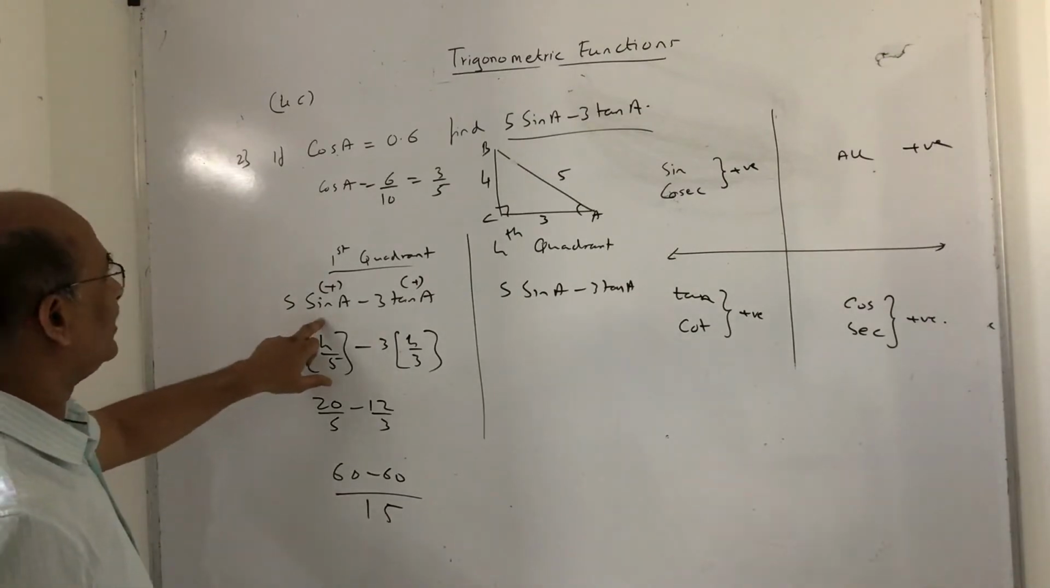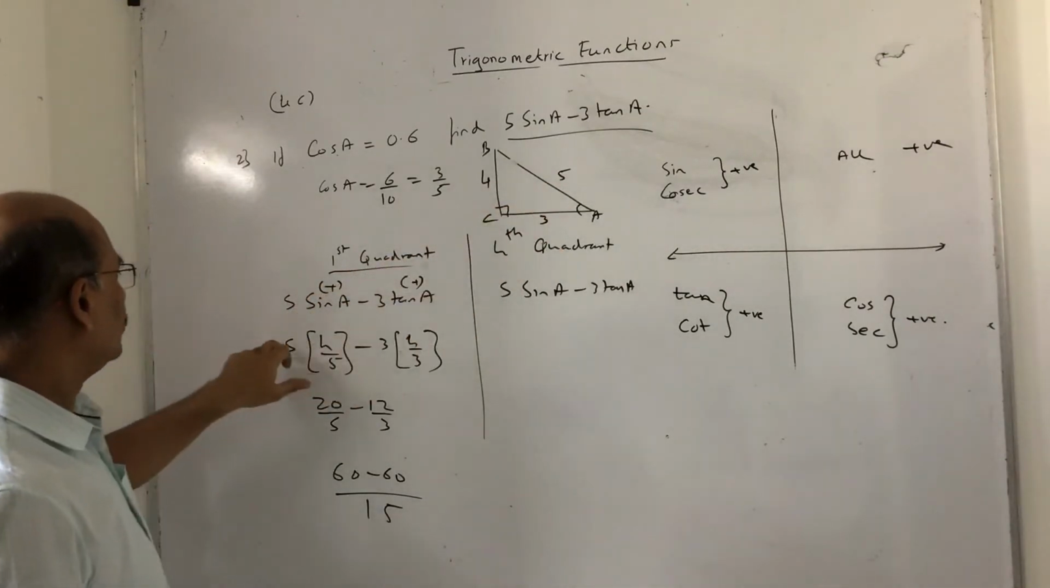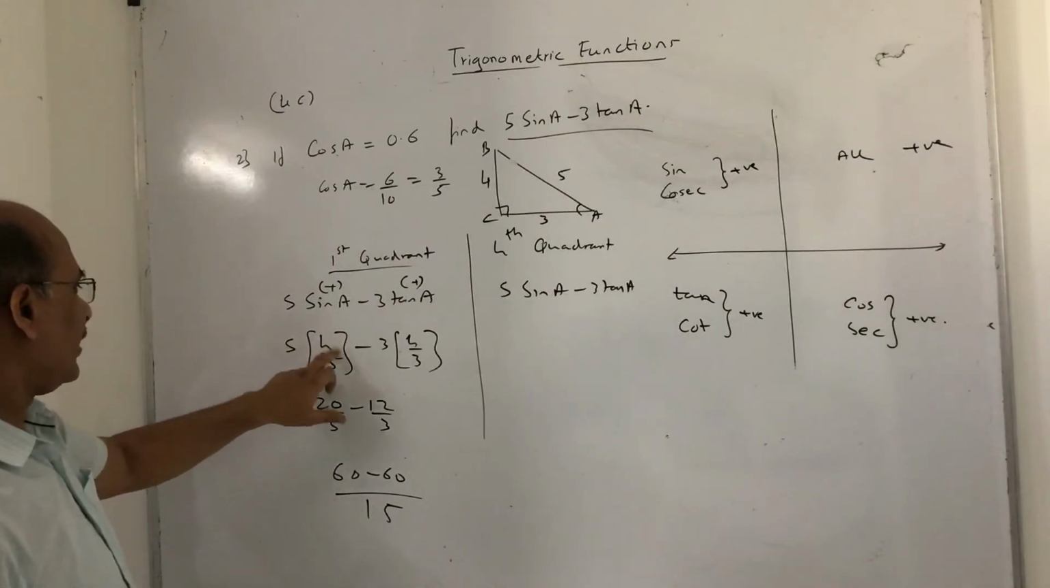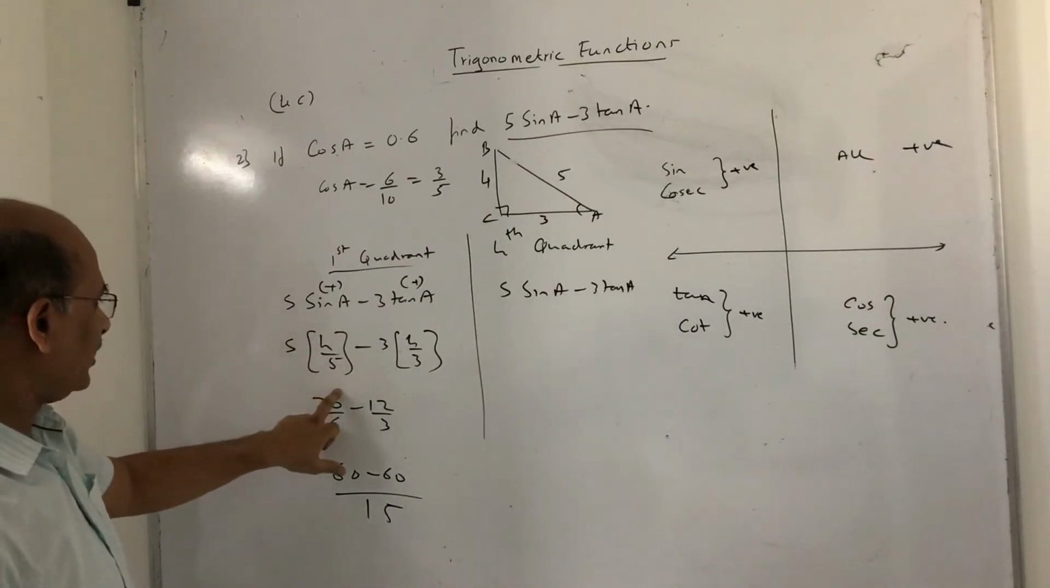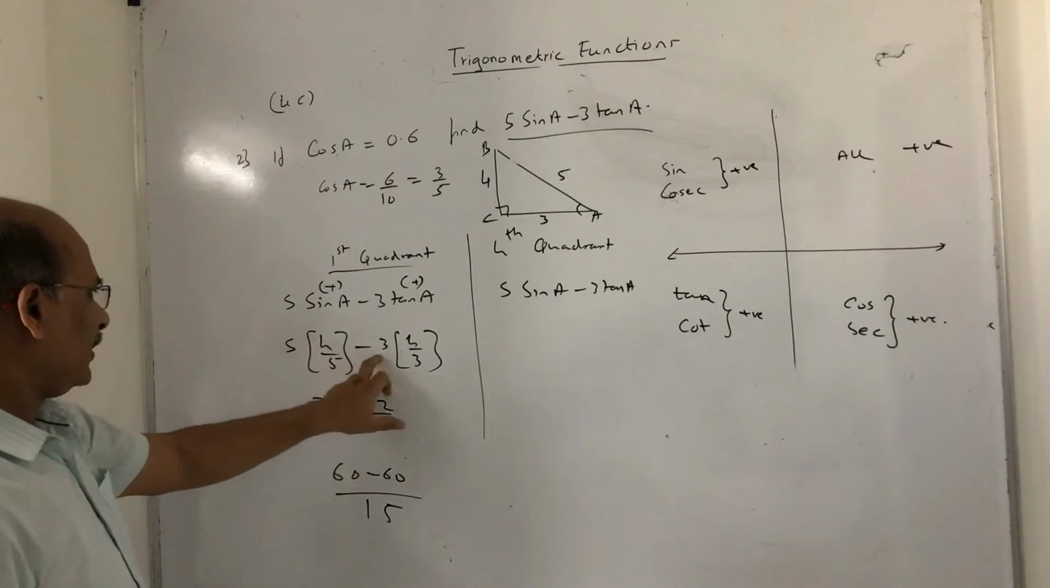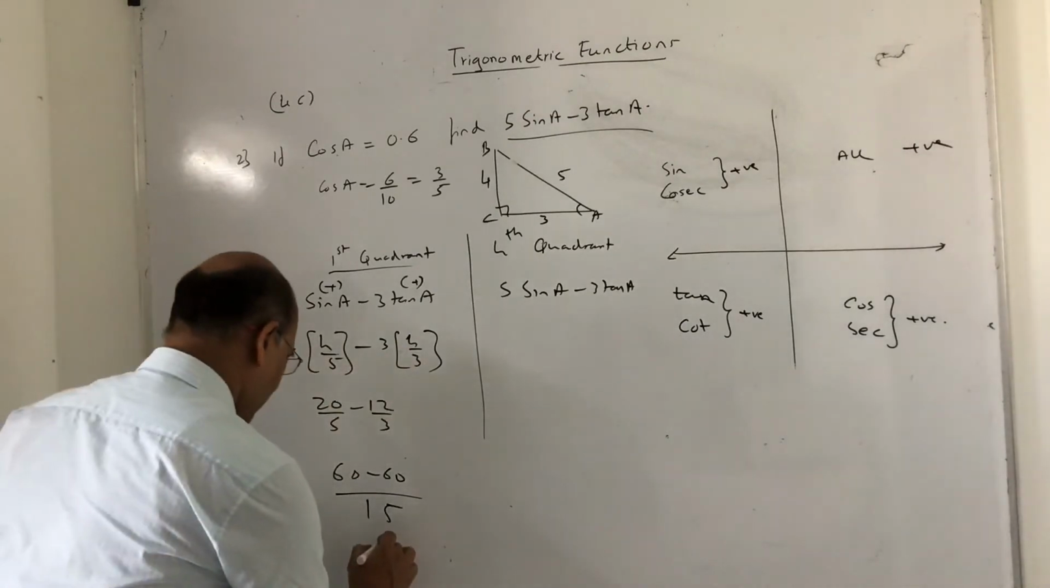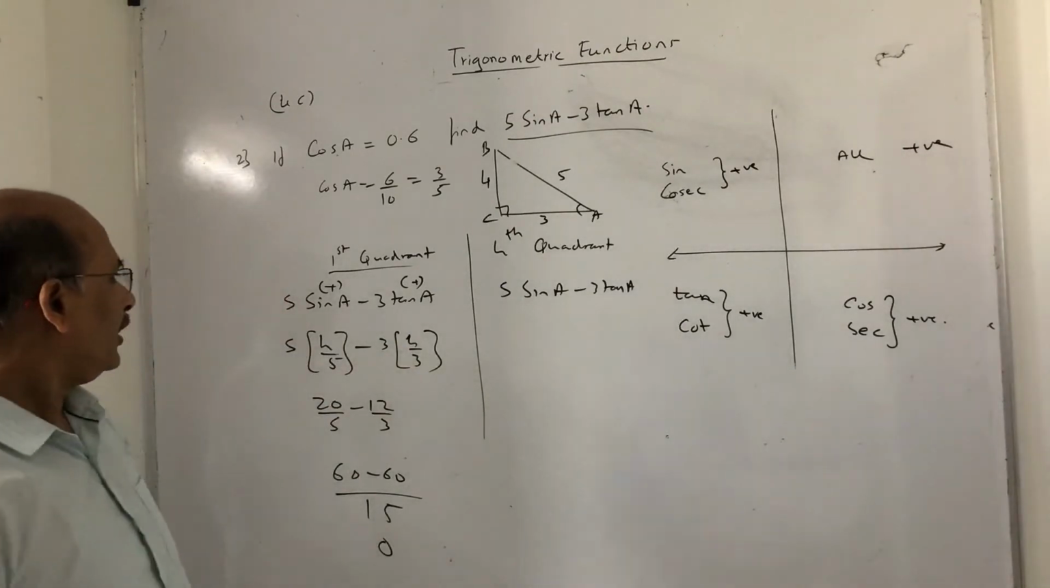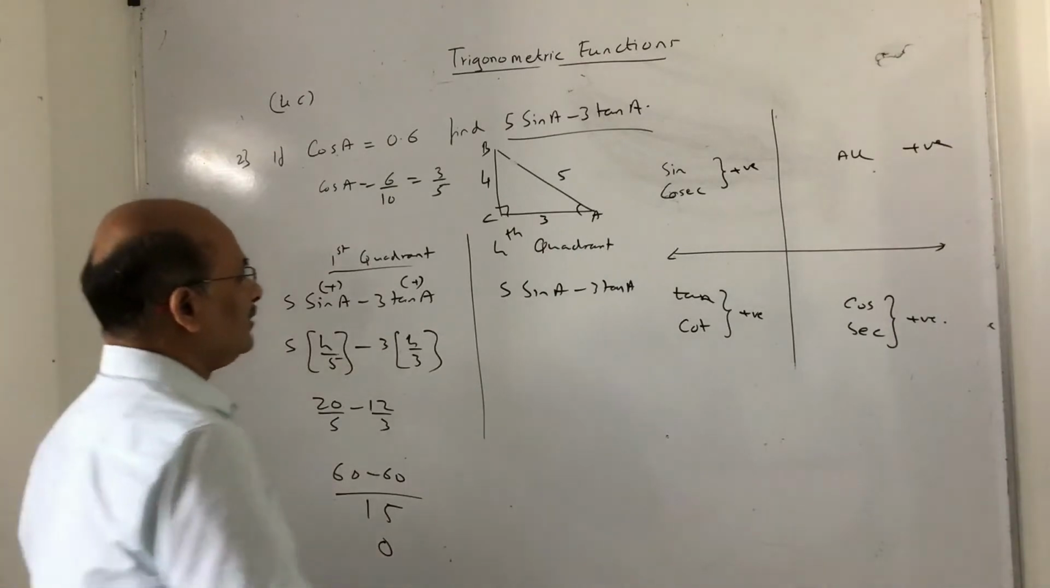Now sine A is nothing but 4 upon 5. So 5 sine A, so 5 into 4 upon 5, the 5 gets cancelled here. So 4 and 3 get cancelled. I think it should be 0. The value of this expression is 0. Now let us come to that.